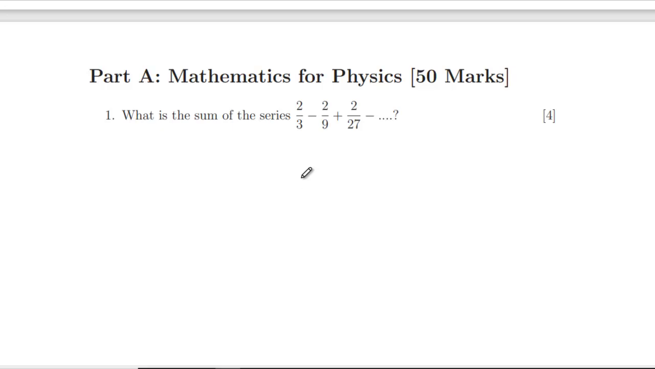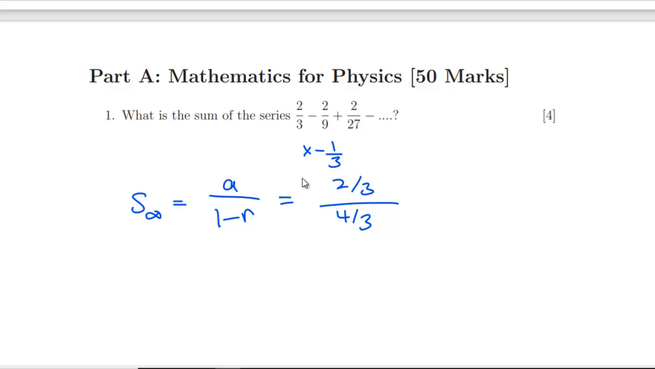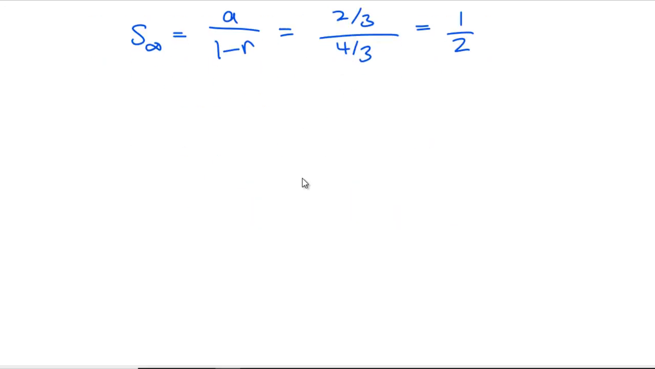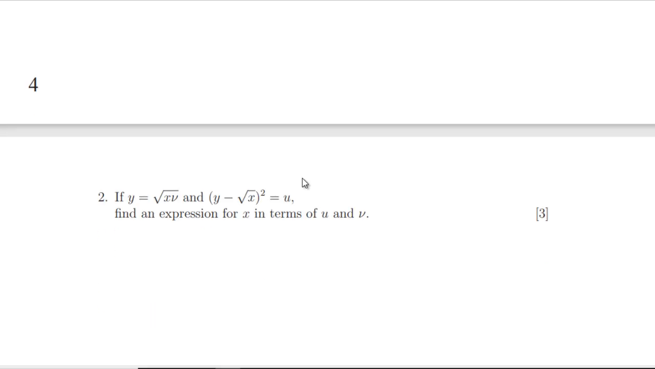Right, so we're kicking off with a geometric series here. We're multiplying by minus a third all the way through from term to term. So sum to infinity for a geometric series, a over 1 minus r. First term is 2/3, and then 1 minus r is going to be 4/3 because we've got this minus a third factor. So 2/3 divided by 4/3 is a half. Don't get a much nicer starter than that.